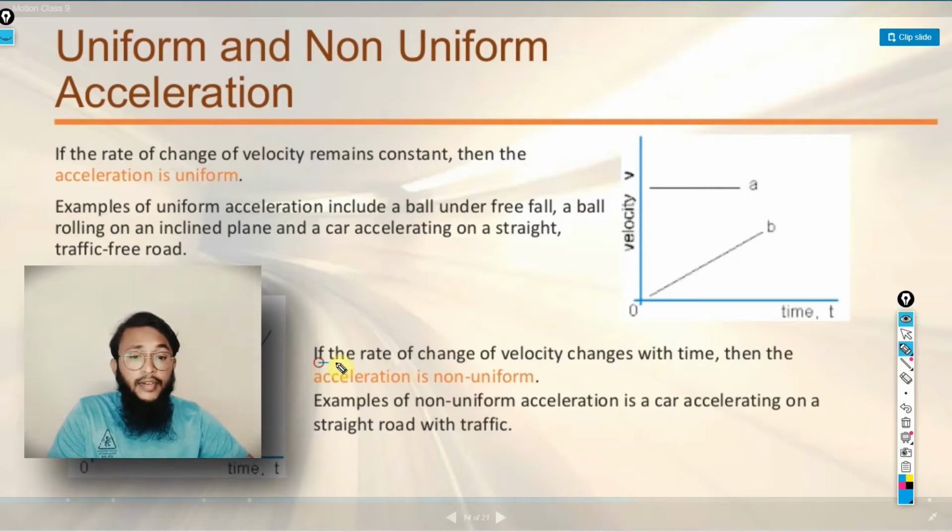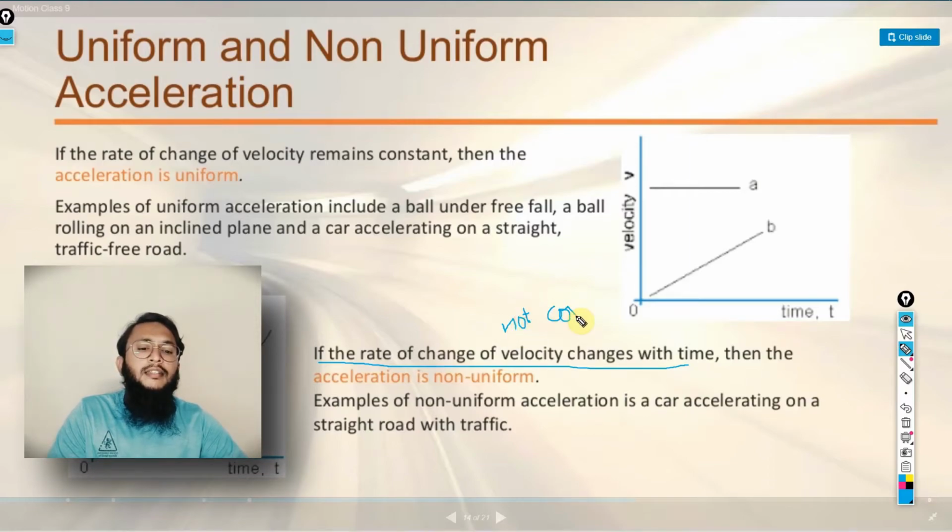If the rate of change of velocity with time is not constant, not constant in the sense not fixed, the velocity is changing at every interval of time, but not changing equally. So if the velocity is changing but not changing equally with time, then that acceleration is referred to as non-uniform acceleration. Here the acceleration value is not fixed with time. It's not constant. So it changes with time.